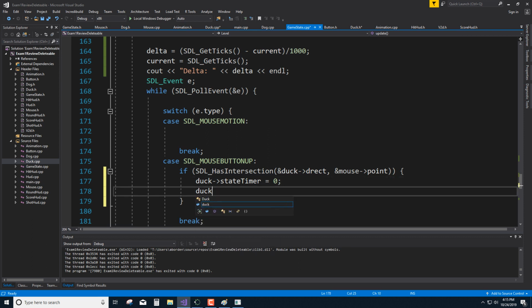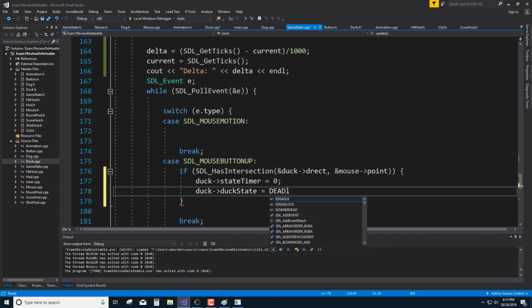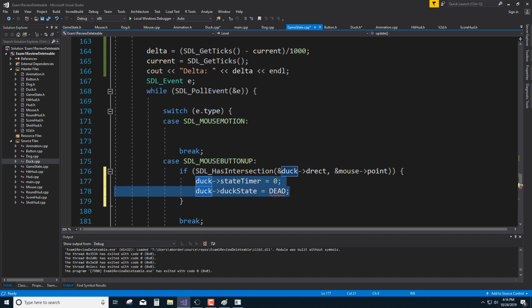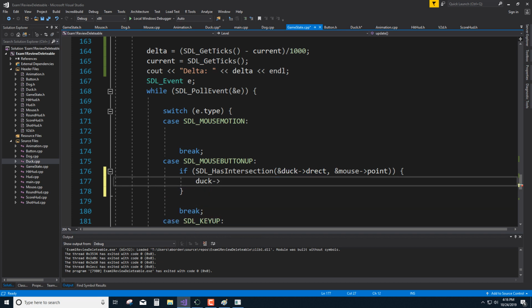And duck state equals dead. Won't let us do that because the enum is locked up in the duck state. So what we're going to do is write a function to kill the duck.